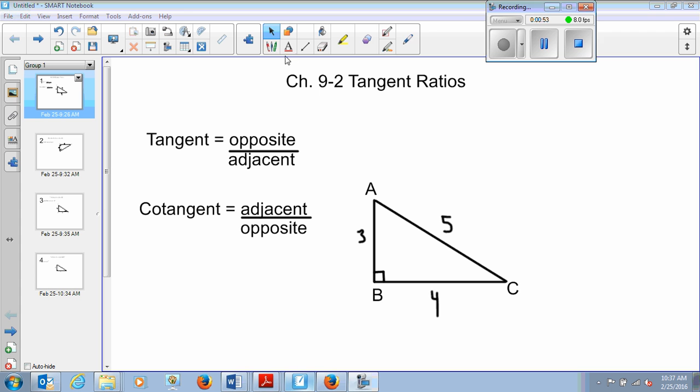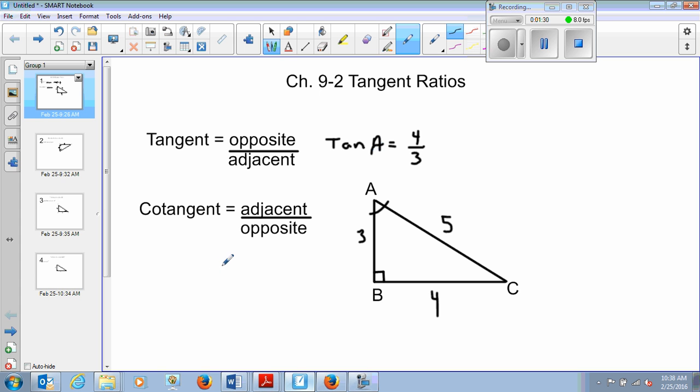So I'll show you what we mean here. When I look at angle A, it's my reference angle, and I want to enter the tangent ratio for angle A. So the tangent of A is going to equal the opposite side of A over the adjacent side. We talked about this in class, but you can see that 4 is the side opposite of A. It's across from it. And 3 is the adjacent side. Remember, 5 is the hypotenuse, so we call it that. We don't call it adjacent. So tangent of A would be 4 over 3.